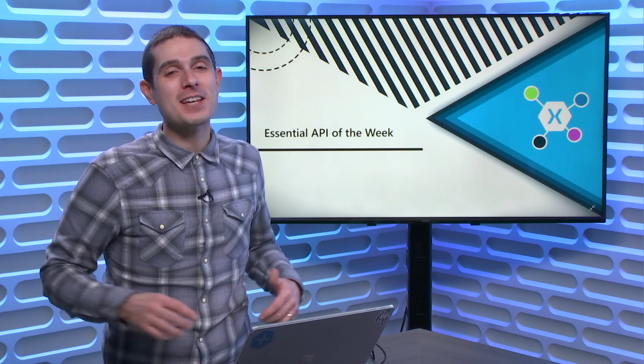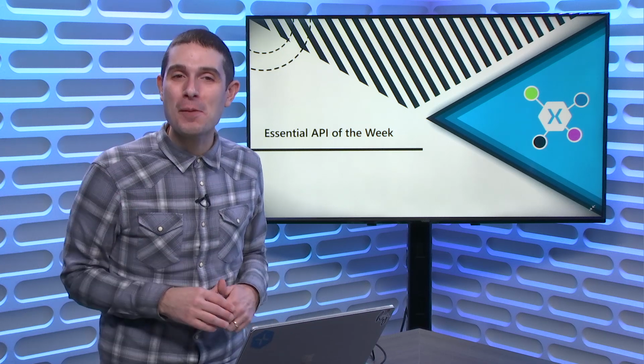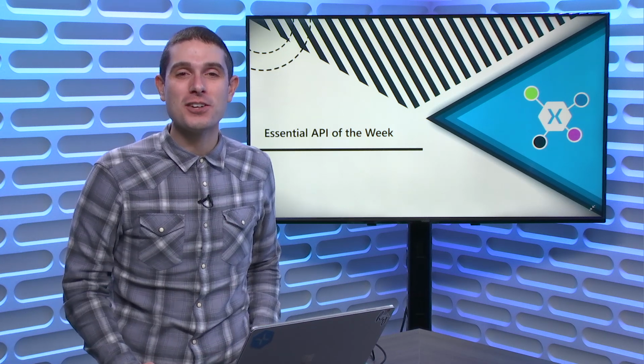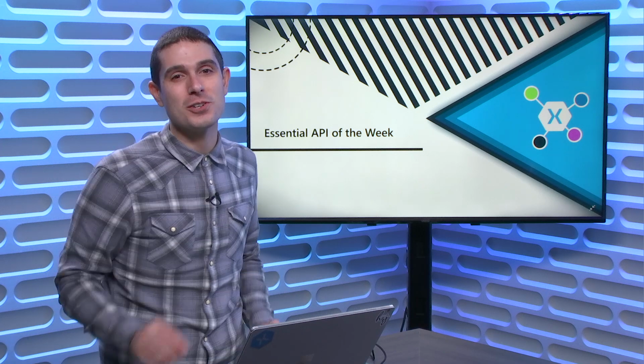Tune in this week's Xamarin.Essentials API of the week, where I show you color converters, a really cool API that's deep down in Xamarin.Essentials, showing you how to convert colors from the generic .NET version to the iOS, Android, and Windows specifics. So tune in.